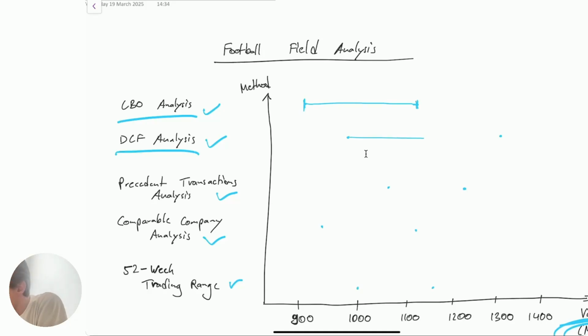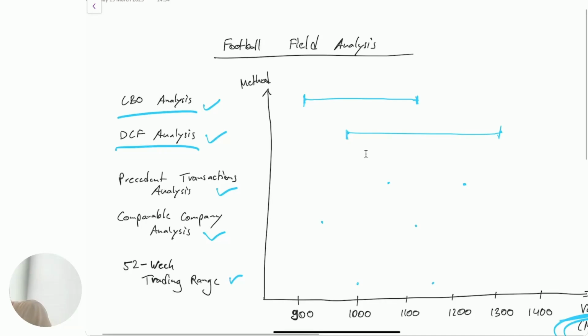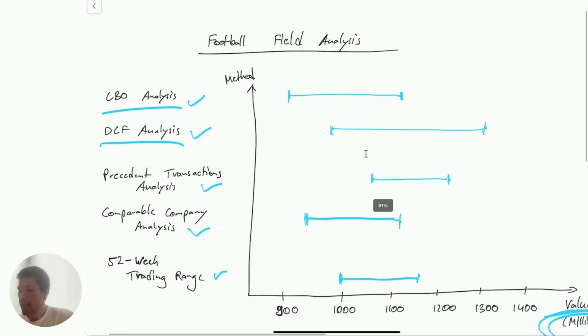For the DCF analysis, you will have a range as well, for example here 1 billion to 1.3 billion. Precedent transactions will give you this range. Comparable analysis will give you this range, like 950 million to 1.1 billion, and then the trading range potentially gives you this range.